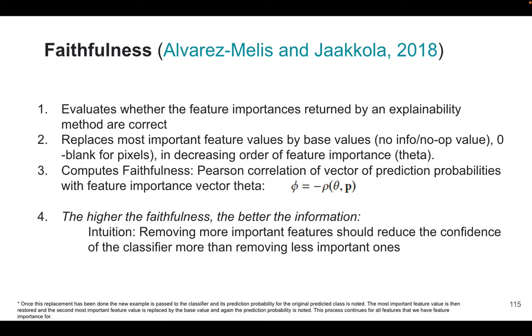In decreasing order of feature importance, which is the theta here, we compute faithfulness as the Pearson correlation of the vector of prediction probabilities with the feature importance. This should give us an idea of how these two correlate. As you can see, this might not be the full picture, but the higher the faithfulness, the better the explanation should be. The intuition is just that removing more important features should reduce the confidence more than removing less important features. So this is kind of intuitive.